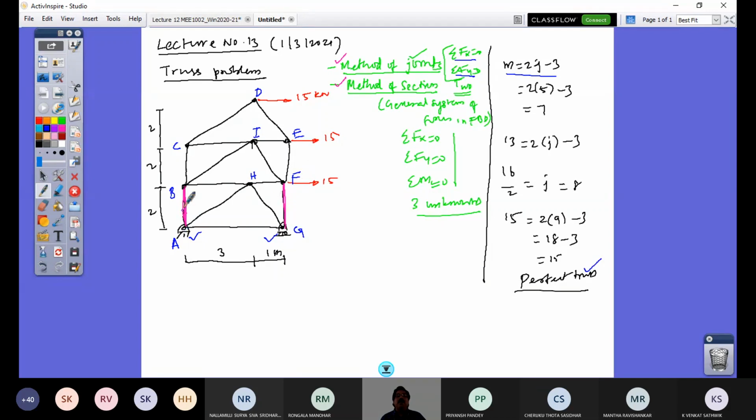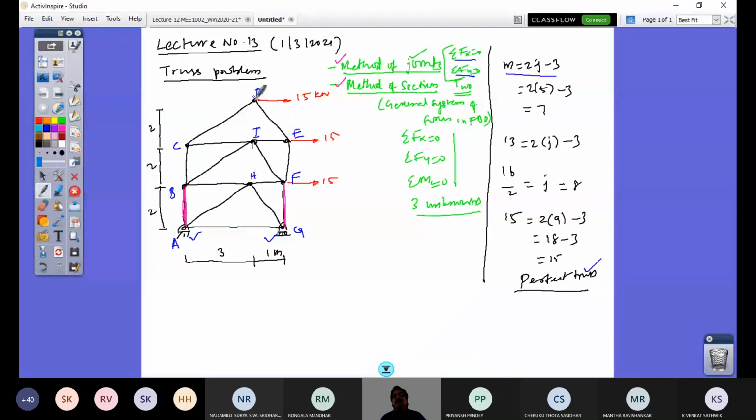Let me choose some other joint other than A and G. If I come to joint B, there are four unknowns. Joint H, four unknowns. F, four. If I keep looking like that, it takes me to the uppermost joint D, where I have only two unknowns. Then I can very well start from here, right? I will find out these two. Then I know these two.